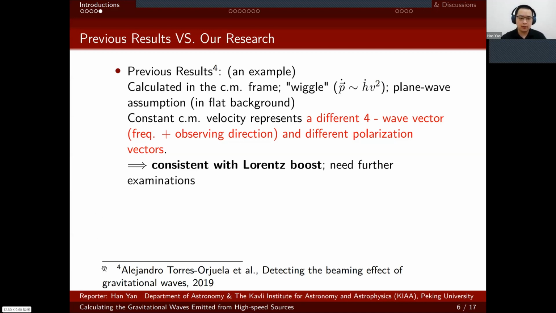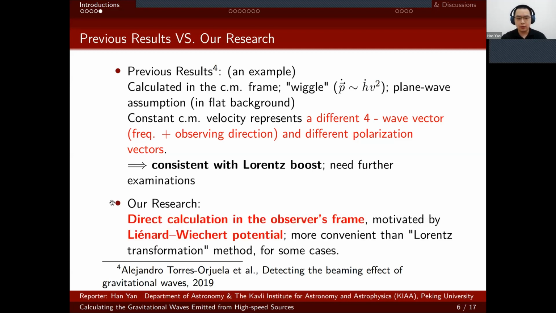Several years ago, one of our authors, Alejandro Torres-Orjuela, tried to examine this problem from a different view. He considered the problem in the center of mass frame of the source, considering the GW detector with high speed and using the assumption of plane wave. He calculated the response of the detector and found that the final result is completely consistent with the Lorentz transformation.